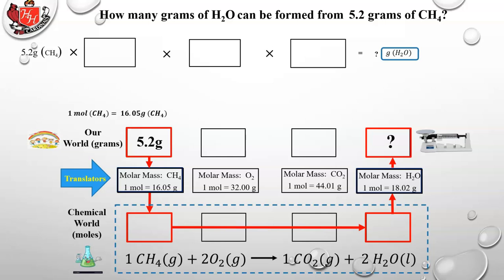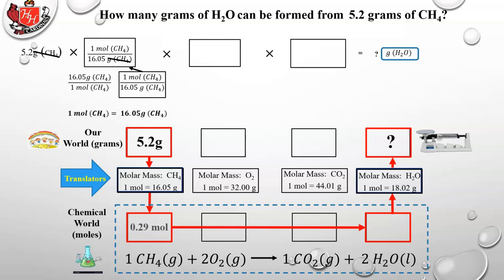Now you create your 2 conversion factors. There's the first one, there's the second one. Which one are you going to use? We're going to use this one. 1 mole CH4 for every 16.05 grams of CH4. Now we can cancel grams of CH4 and grams of CH4 there. And now we're sitting in the box of moles of CH4. Now again, you're not going to do this calculation, but if you did, you would get 0.29 moles of CH4. You see it down there on the bottom red box.